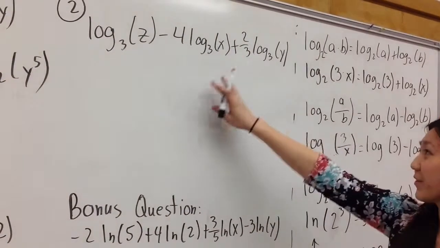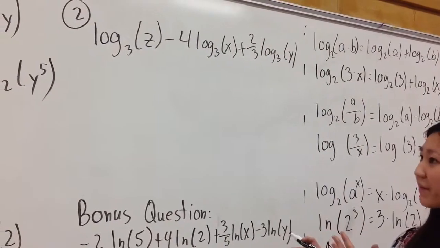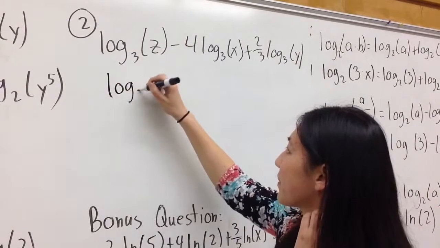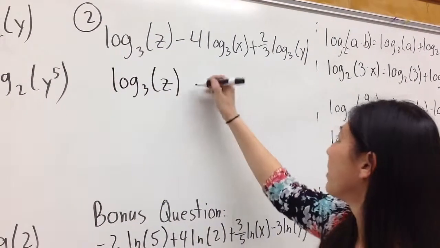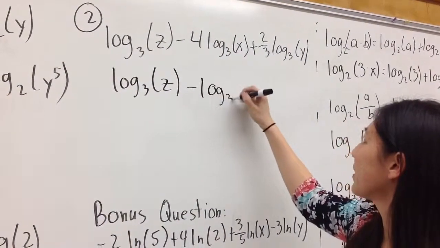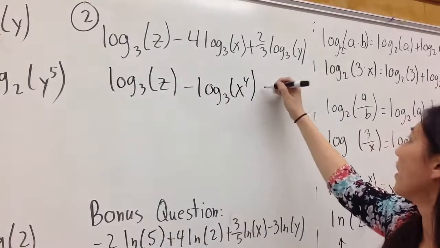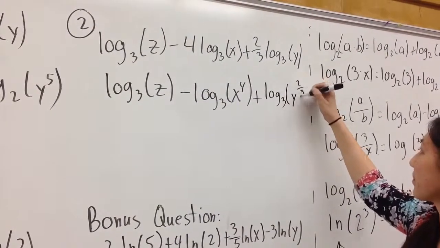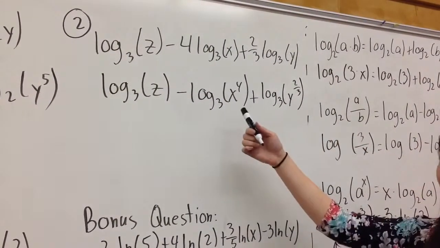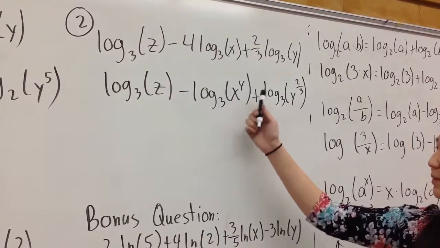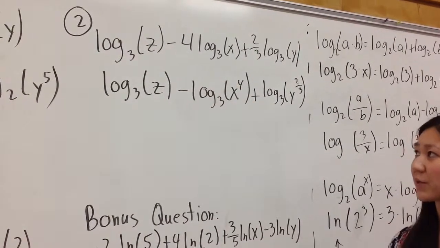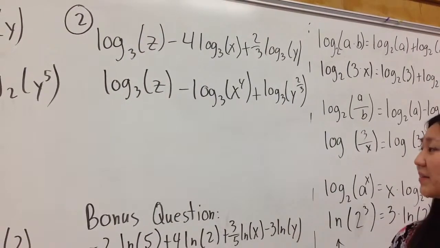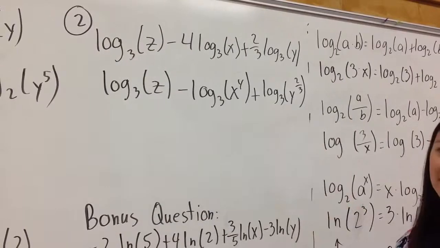So again, first thing we're going to do is work with those numbers out in front. We're going to make them into exponents. So this is log base 3 of z, and then minus log base 3 of x to the 4th, and then plus log base 3 of y to the 2/3. Something I want you to notice is that when I made this an exponent, I only worked with the number. I didn't work with the negative sign because the minus sign and the plus sign are all going to come into play in my next step.